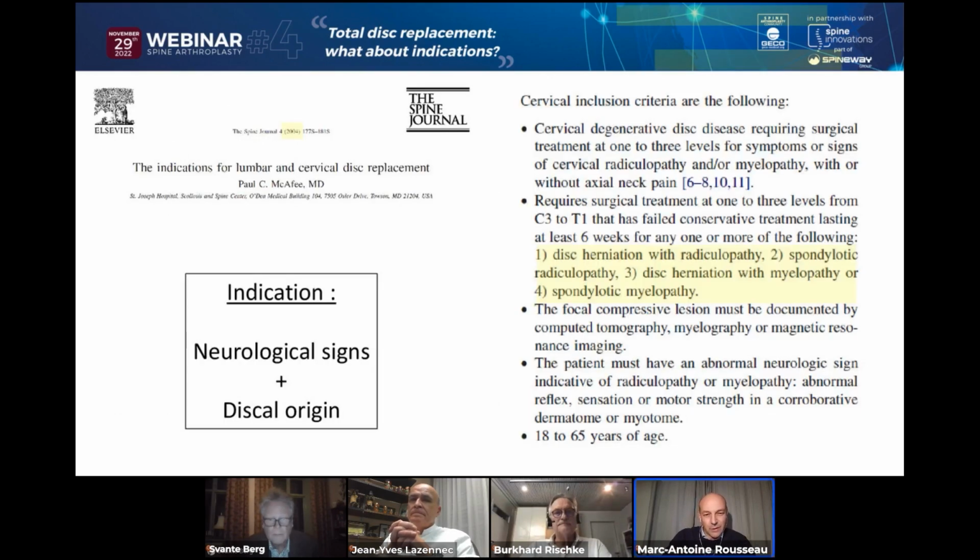If we go back to the early stages, back late in the 2000s, the rationale for disc replacement was based on the rationale for cervical surgery from the anterior side in general, mainly in case of neurologic impingement, either radiculopathy or myelopathy associated to some kind of anterior compression, here the disc. So if we have this combination of neurological signs, any type, and discal origin, then there is a rationale for disc arthroplasty.